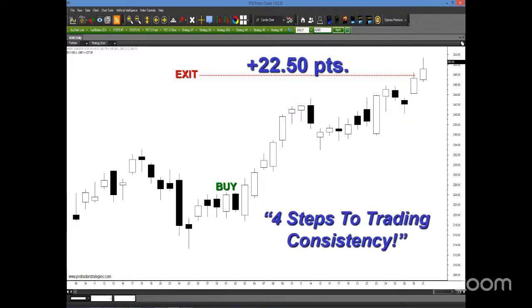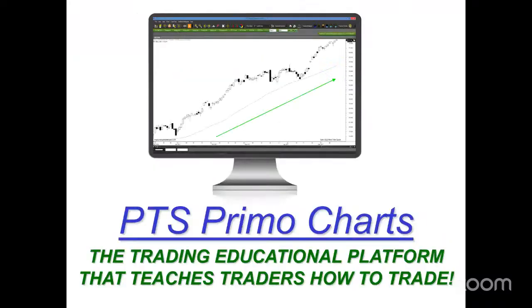We're going to be talking about the 4 steps to trading consistency that you can apply to any market and any time frame. And everything you're seeing today is displayed coming from our platform, the PTS Primo Charting platform. I developed this with proprietary strategies that actually teaches traders how to trade.